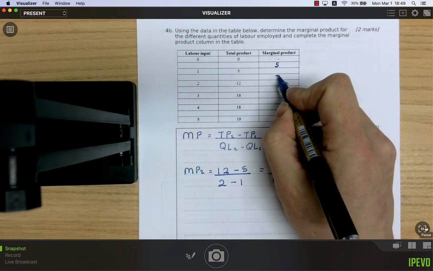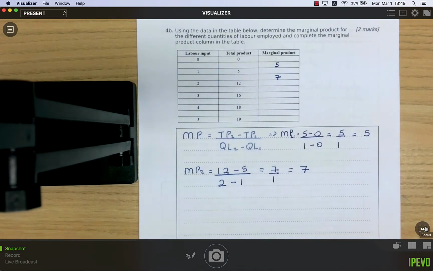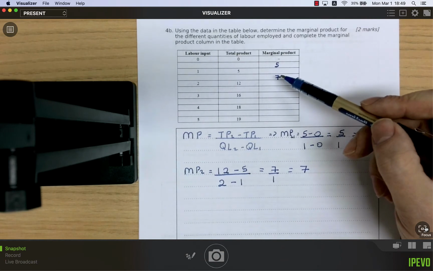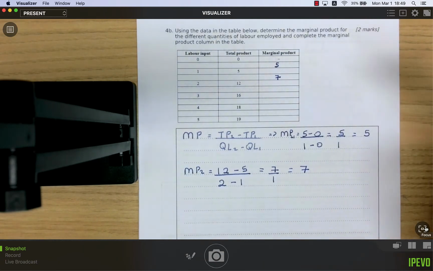Now, what is this saying? What we are claiming is that total output went up by 7 units after the second worker was hired. So in a way, we can claim that the second worker was responsible for 7 extra units of output. More accurately, what most likely happened was these 2 workers divided out the work between them and specialized, and through that specialization, total output increased.